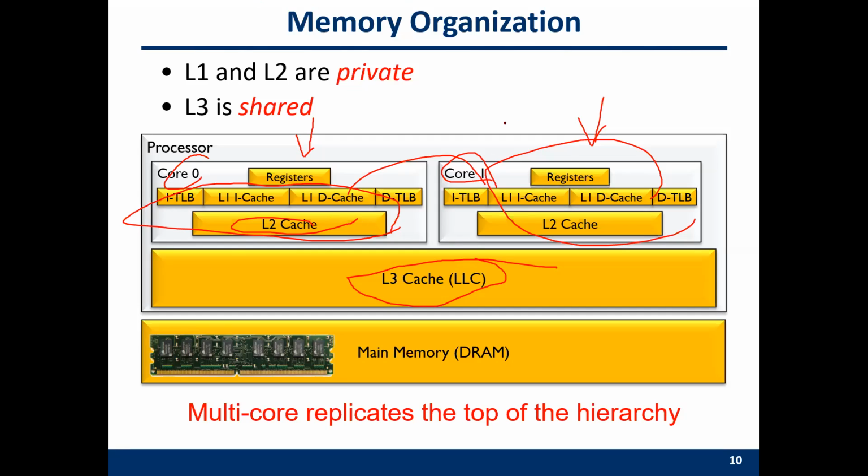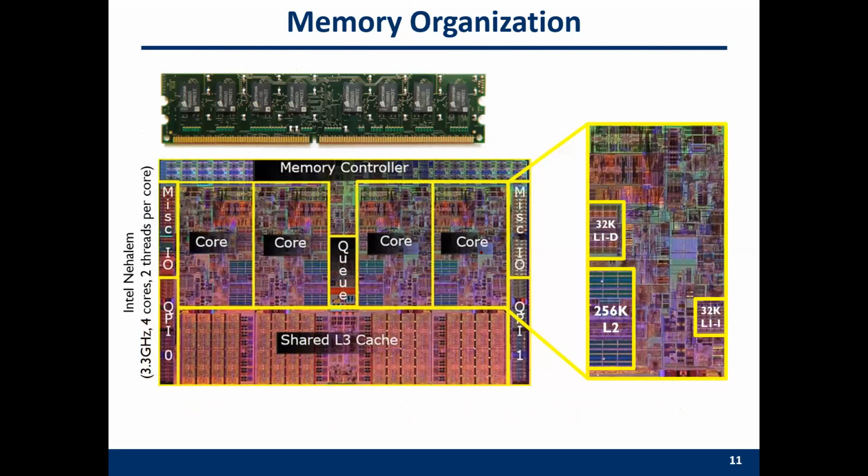But again, memory-intensive workloads can use the L3 cache because the L3 cache is shared. So this is a physical layout for the core. You can see the shared L3 cache is very large.